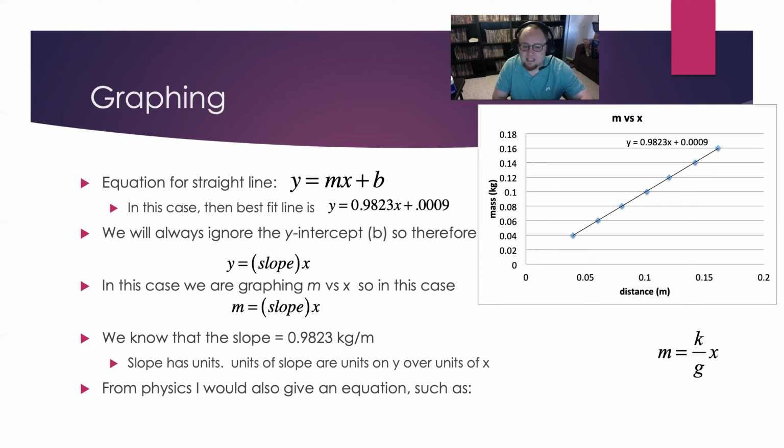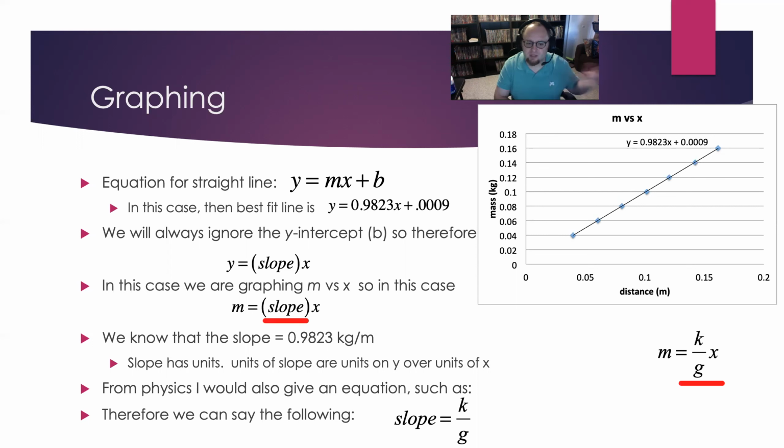Now, in this case, we're saying m is the slope times x. That's what we get experimentally. But physics says m equals k over g times x. And so x times something is m. You get that from both equations, and logically, comparing, I can see that the slope should be the same as k over g.